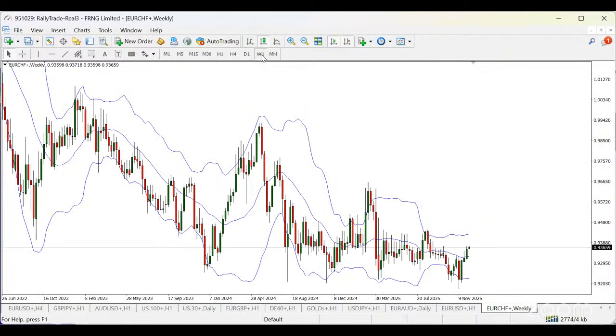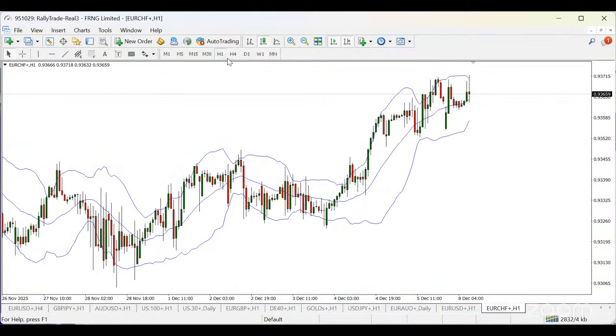Let's check the weekly chart. There's still room to go on the weekly chart, which means that the price may still push to the upside and meet the Bollinger Band. But of course, this is a range instrument, so you want to check with your H1 to see if you can actually trade a sell. But as far as I'm concerned now, there's no signal.